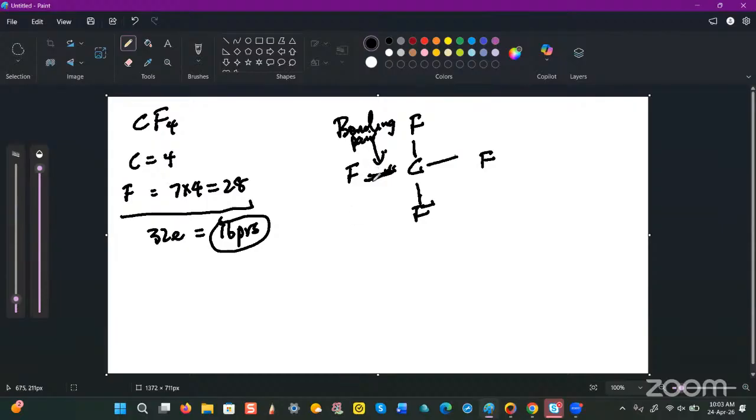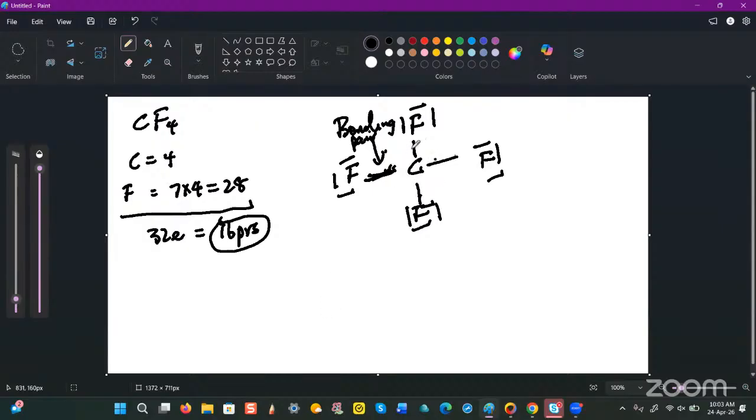So in the case of this fluorine, it has 1 pair already. So I would put 3 pairs here, 1, 2, 3, right? So that would be 8 electrons around the fluorine. Here, 1, 2, 3. Again, 1, 2, 3, and then 1, 2, 3. And that would basically be the Lewis structure for carbon tetrafluoride.